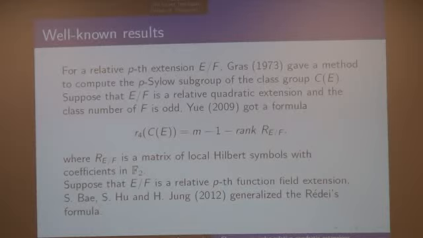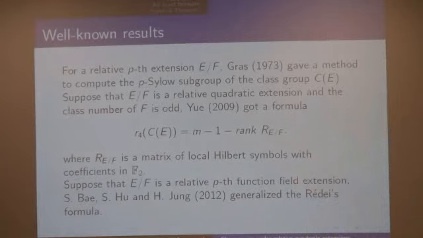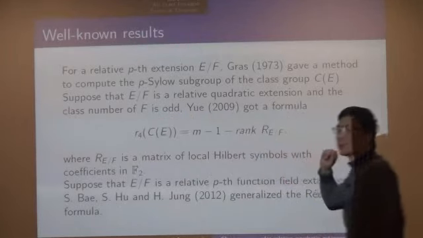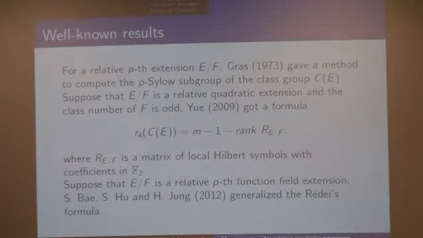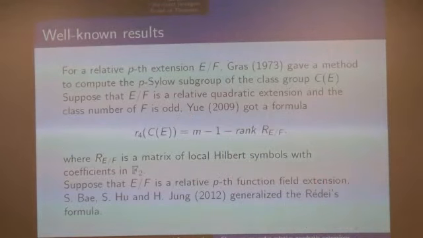Also, suppose E over F is a relative quadratic function field extension; Hu and Jun generated the Rédei matrix, and this formula holds for function fields. The question is we need the class number to be odd. In the general case, I cannot give this formula, but in some special cases we can also give this formula. This is my talk.